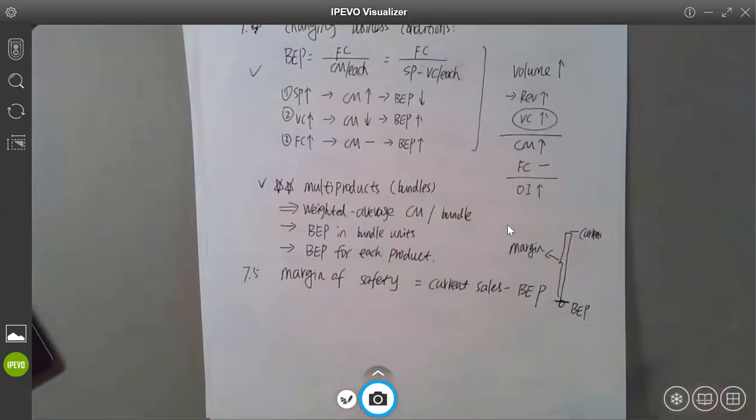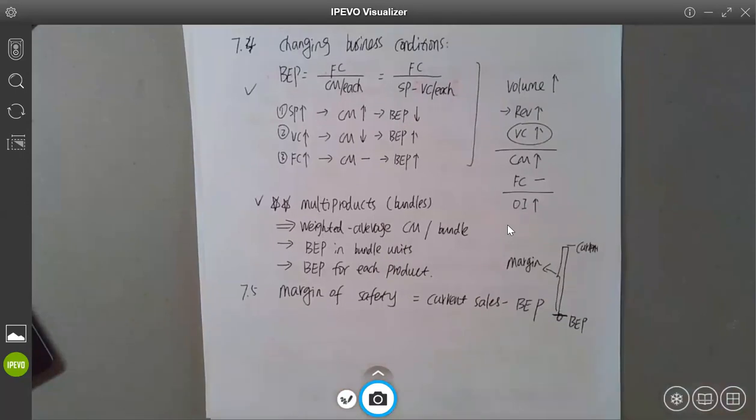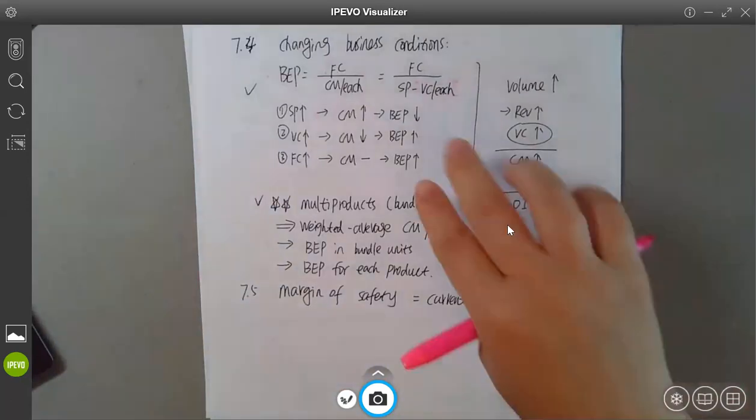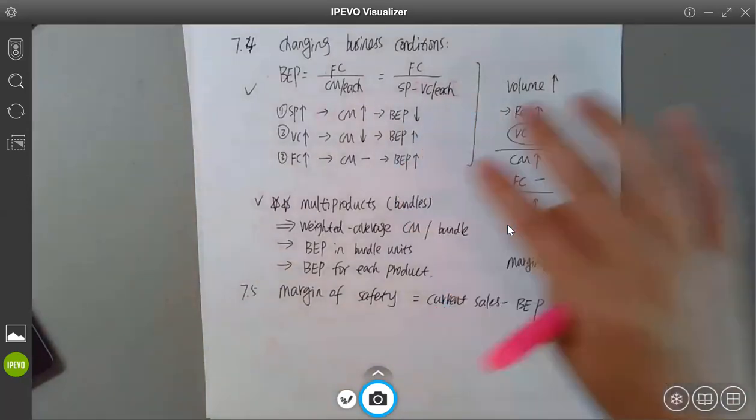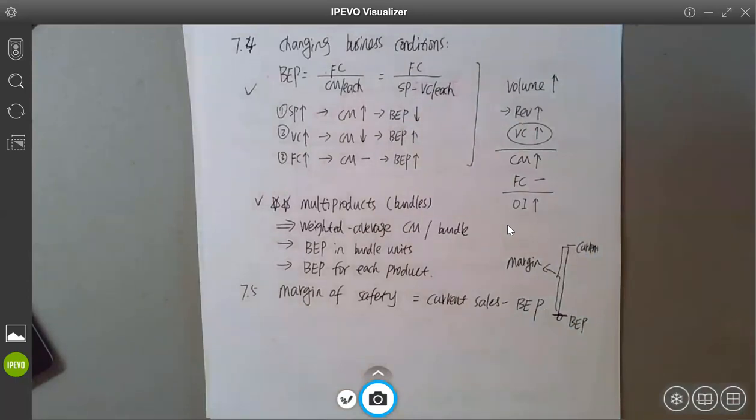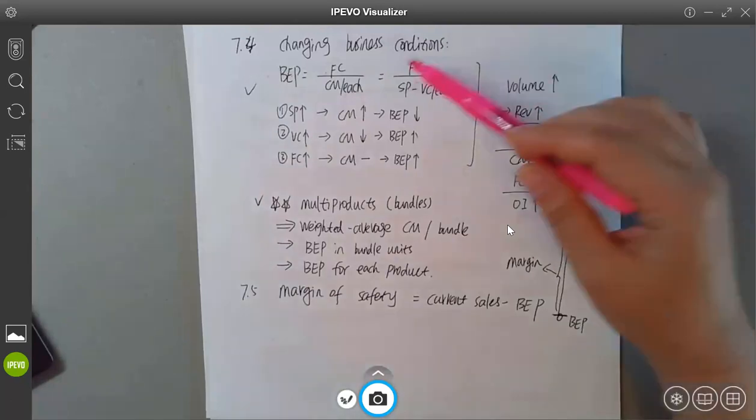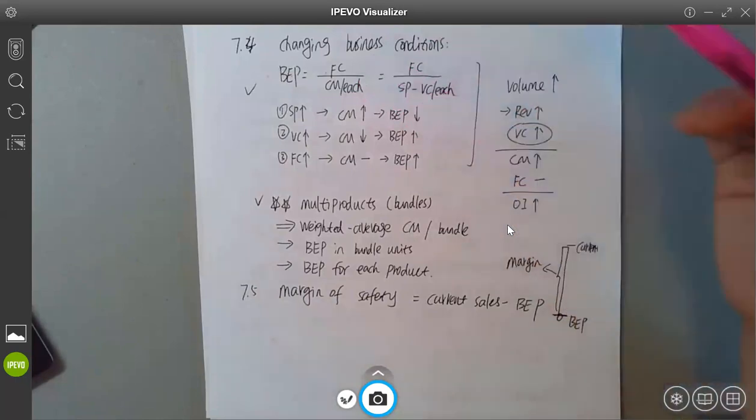Next one, 7-4, talking about changing business conditions. We talk about two main things. First one is how will the numerator or denominator change and affect our break-even point? We say it's fixed cost divided by contribution margin to get break-even point. So if everything else is the same and you increase your fixed cost, will you sell more or fewer units to reach break-even point? You should know your numerator increases, so you have to sell more units. It also makes sense. If you have more fixed cost to cover, then you have to sell more units, right?